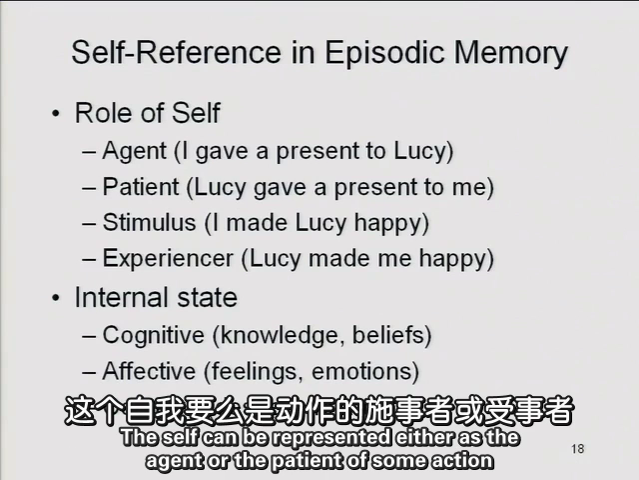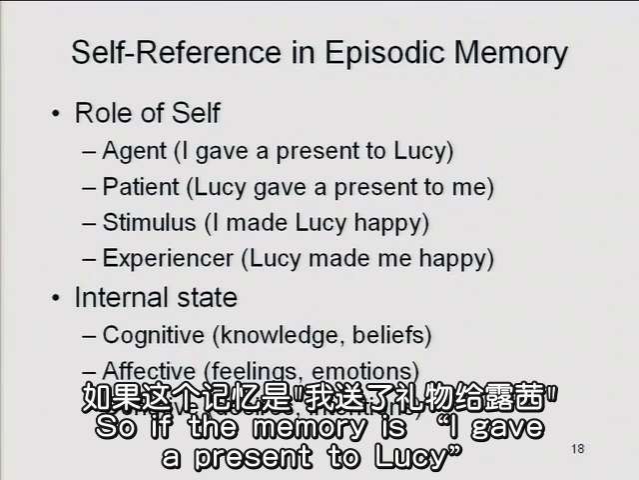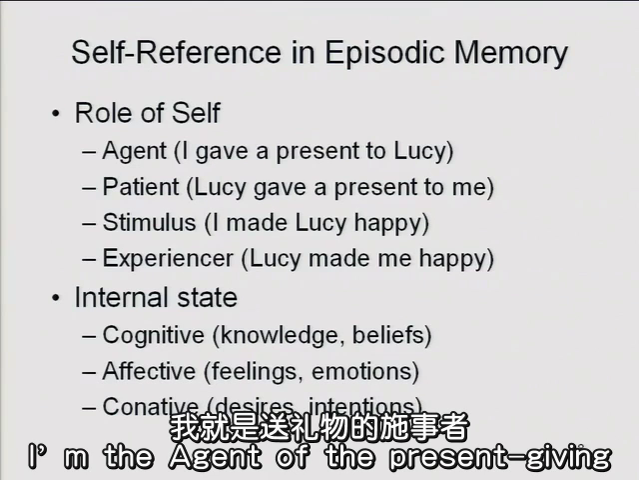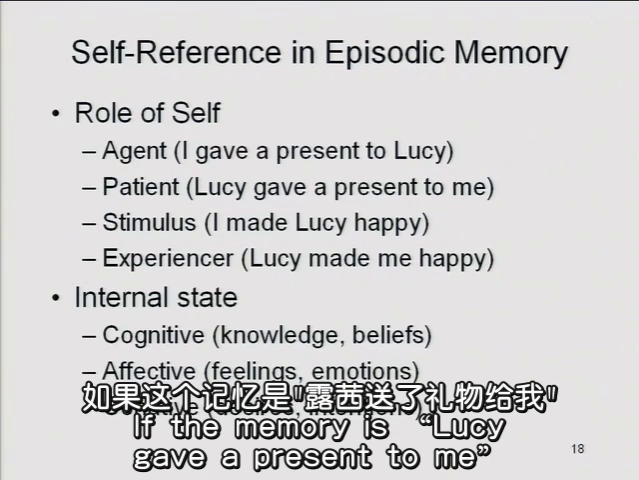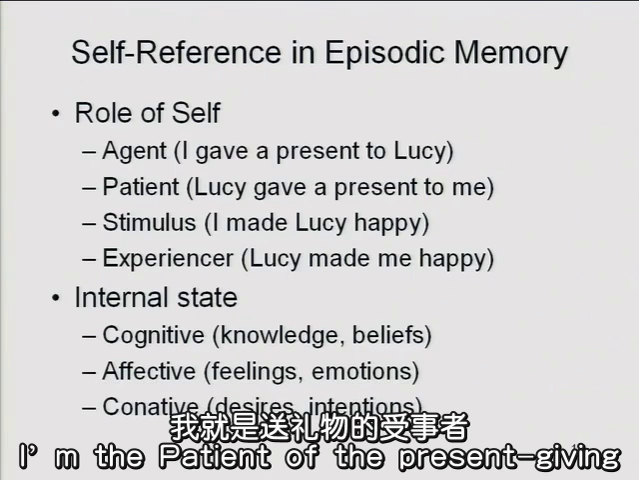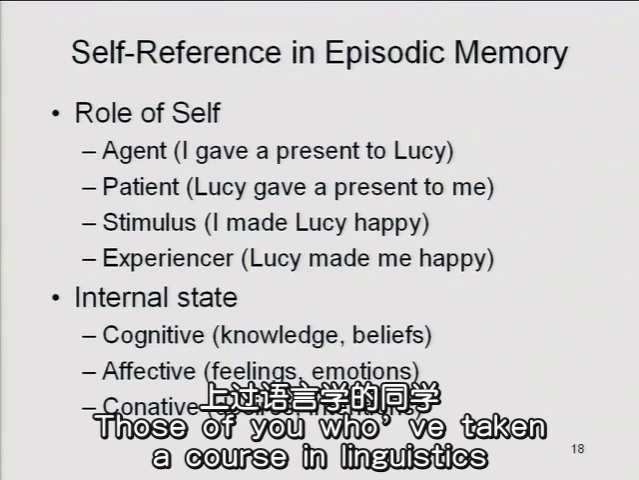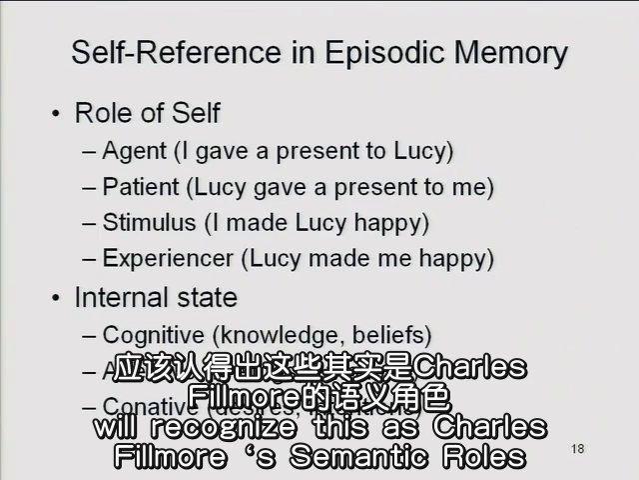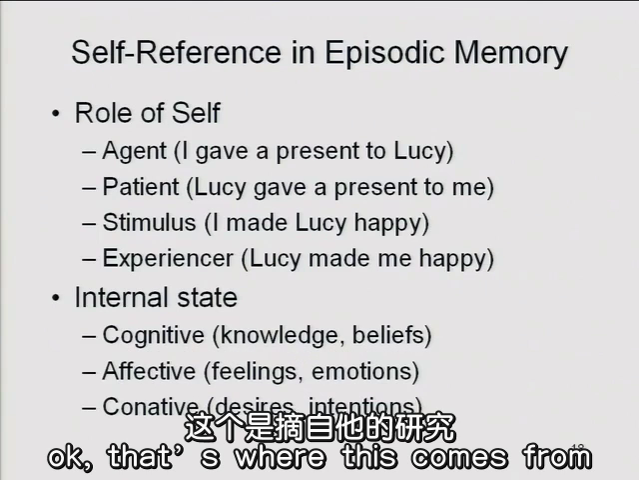The self can be represented either as the agent or the patient of some action. So if the memory is, I gave a present to Lucy, I'm the agent of the present giving. If the memory is Lucy gave a present to me, I'm the patient of the present giving. Those of you who have taken a course in linguistics will recognize these as Charles Fillmore's semantic roles. Okay, that's where this comes from.